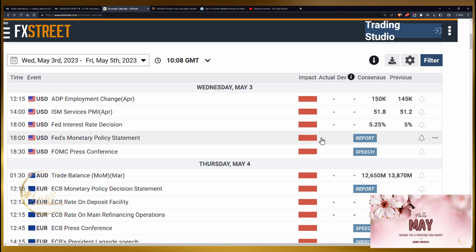From the previous data here, we have 145,000, which came in the month of March. And the consensus for the month of April seems a little bit higher than the previous data, as we have a consensus projection of 150,000, which is a sign that we might likely be seeing some positive movement in the dollar today if the actual data comes in just as expected or beyond expectation.